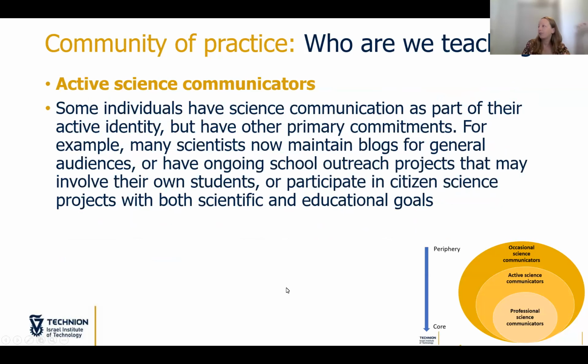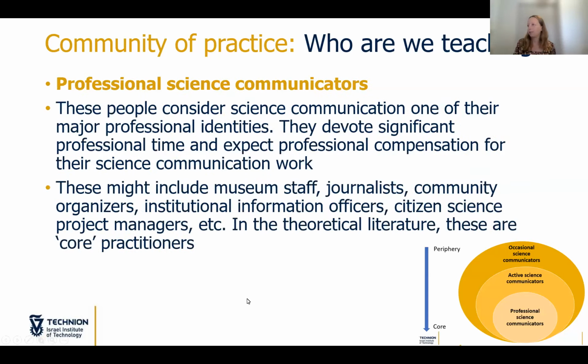Now, the active science communicators are individuals that have science communication as part of their active identity, but they also have other primary commitments. So that's not what is paying their salary in a way. For example, scientists who maintain a blog, okay? Or visible scientists, or someone that has an ongoing citizen science project in a school, and that kind of stuff. So these would be the active science communicators.